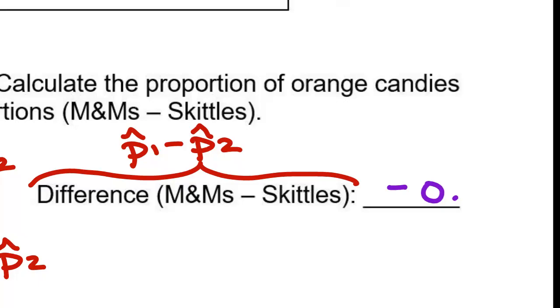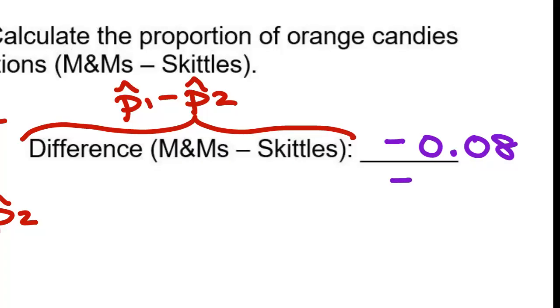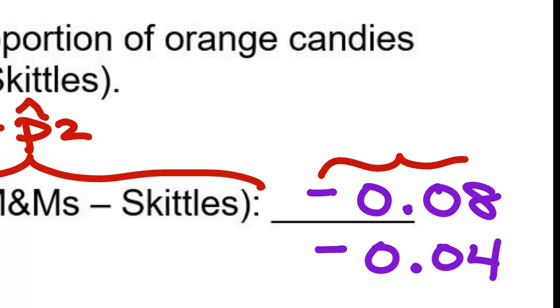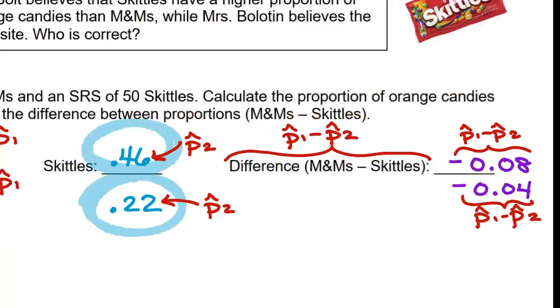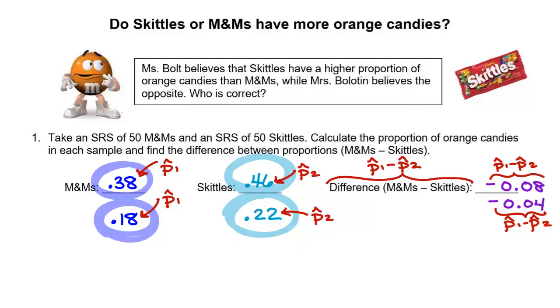So for the first one, I got negative 0.08. For the second one, I have negative 0.04. Are they all guaranteed to come out negative? No. This is a p hat 1 minus p hat 2. This is a different p hat 1 minus p hat 2. I'm going to come around and get your two differences of proportions, and we're going to make a dot plot out of it. All right? So I'm going to come around the room and get those from you.